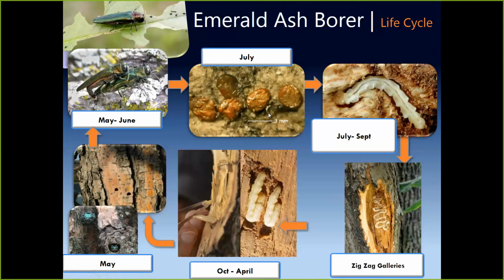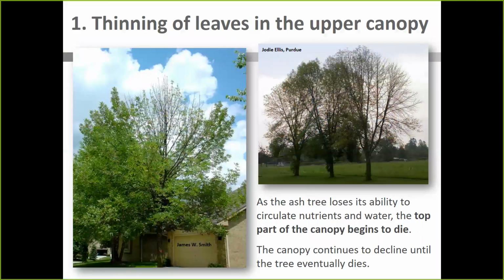The eggs then hatch into larvae, which will bore beneath the bark from July through September, leaving classic zigzag galleries that you can see underneath the bark when you peel it. So one of the early signs that you would look for as an early detector would be thinning of the leaves in the upper canopy. It starts at the top and eventually it gets worse, as you see on the right.